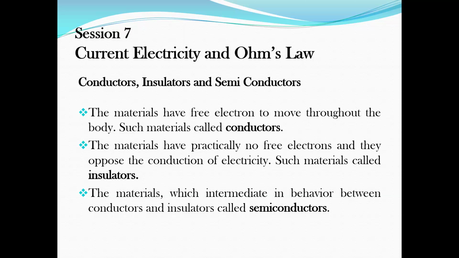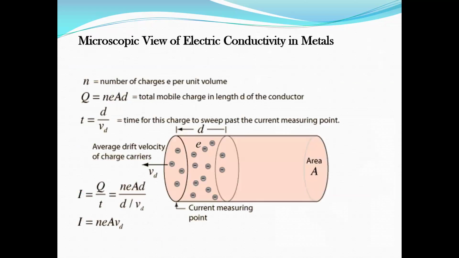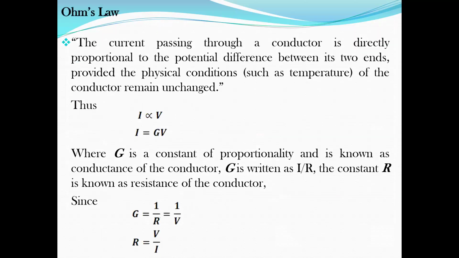Ohm's law is very easy. We know about conductors and semiconductors, which we discussed, and I want you to remember this. Electric current we can define as I is equal to Q over T, charge divided by time. Another one is Ohm's law: the current passing through a conductor is directly proportional to the potential difference between its two ends.